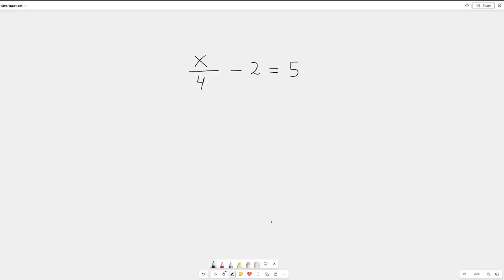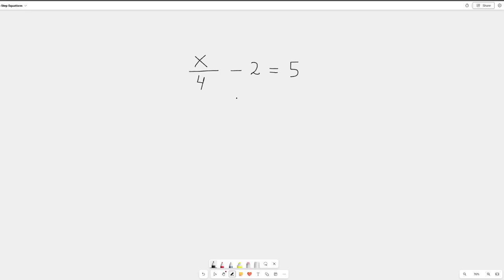Okay, so we have arrived at the final example of today's lesson. Here we have x over 4 minus 2 equals 5. Okay, so let's go again step by step. What number is attached to the letter? Well, it's the 4, right? So we do not work with that number. We're going to get rid of the 2.